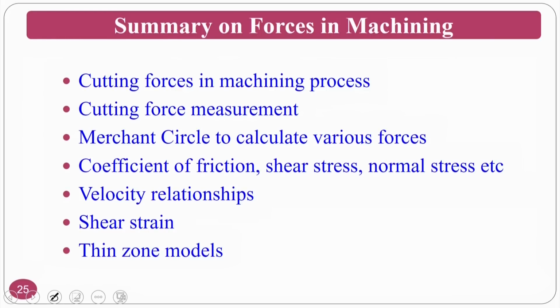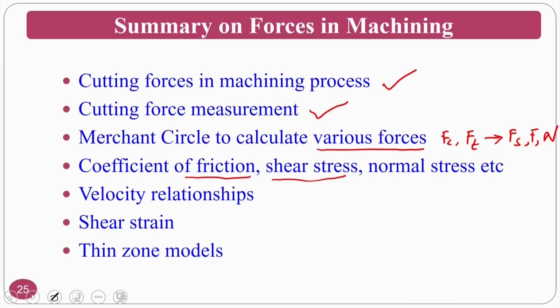Okay. The summary of this is that we covered the cutting forces in the machining process, and the cutting force measurement using a dynamometer, and the merchant circle to calculate various forces. We know Fc and Ft. From there we have calculated Fs, Fn, the normal to the shear force, the coefficient of friction, the shear stress, the normal stress, and the shear strain rate. The velocity relationships we have, and the thin zone models we have done, even though there are thick zone models, which you can see in the upcoming course.